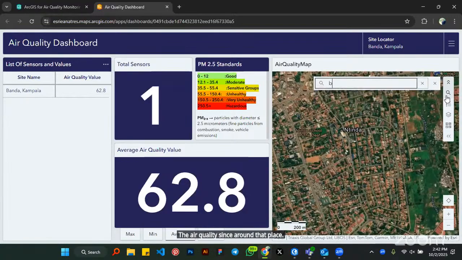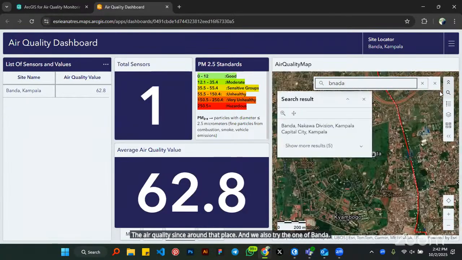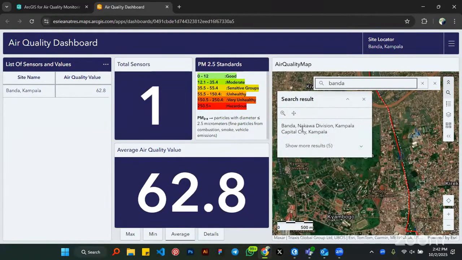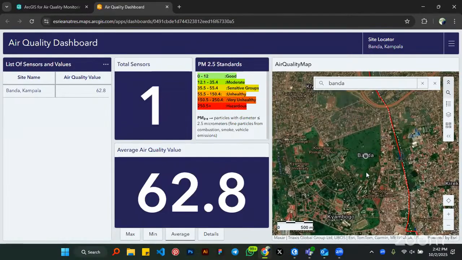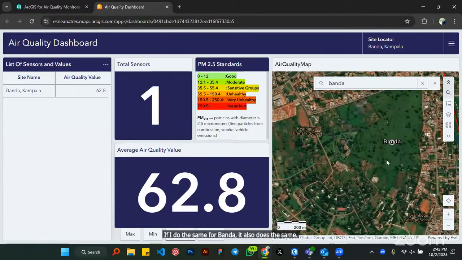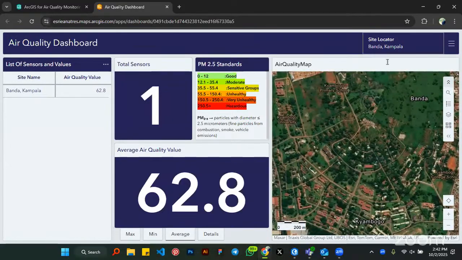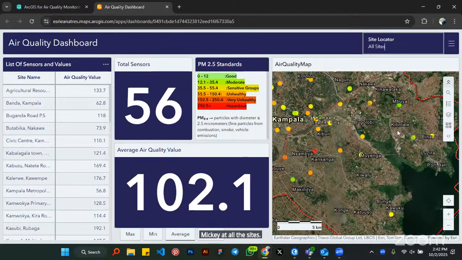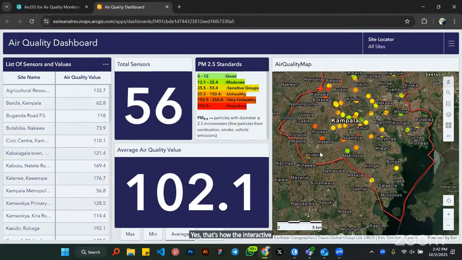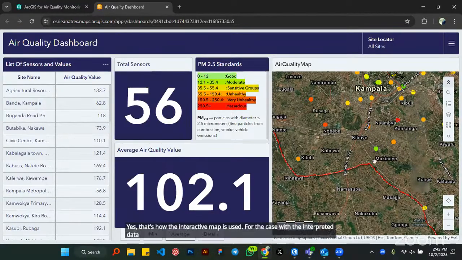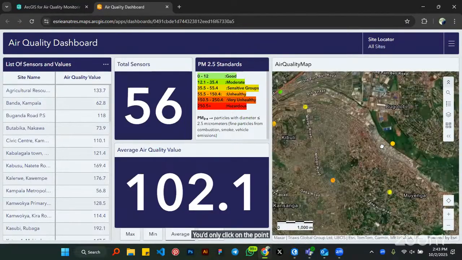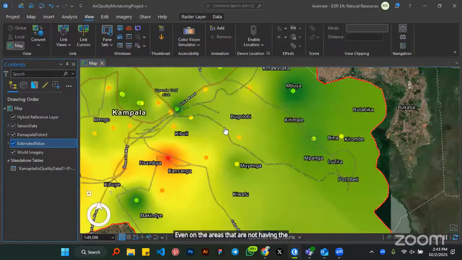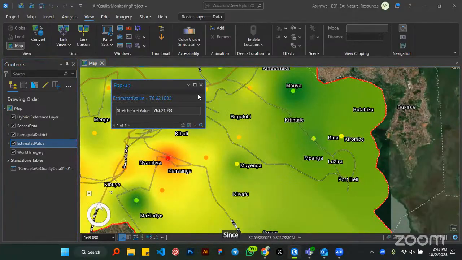Let me also try the one of Banda. If I do the same for Banda, it also does the same. Let me clear all the sites. Yes, that's how the interactive map is used. For the case of the interpreted data, you'd only click on the point, and then it gives you the value even on the areas that are not having the air quality sensors, like I've demonstrated in ArcGIS Pro.